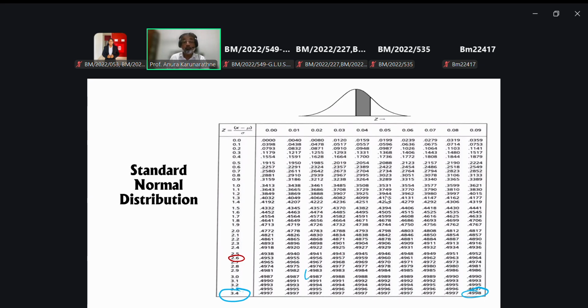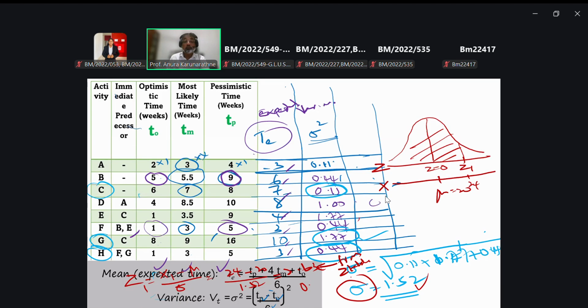So here you can see 0.4957, right? So here, for this particular area, 0.4957. This is 0.5. So actually you can obtain the answer.